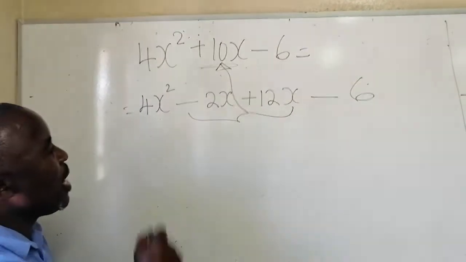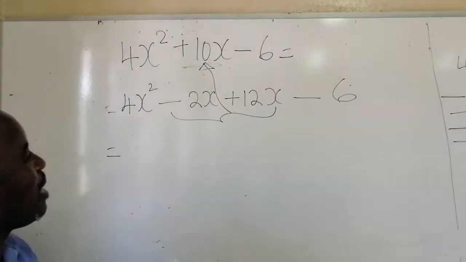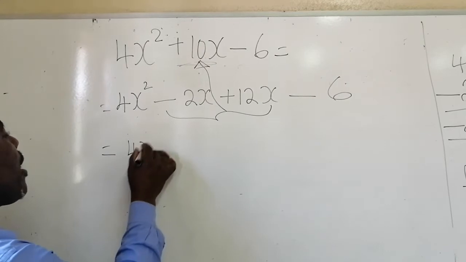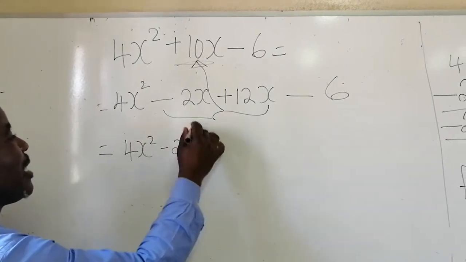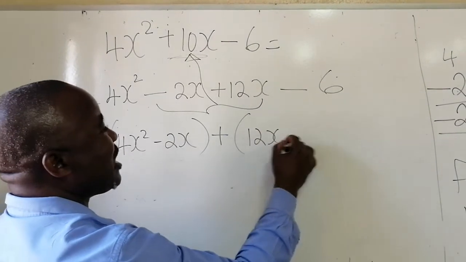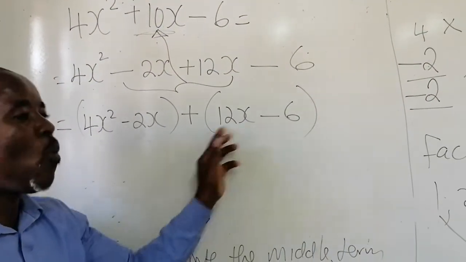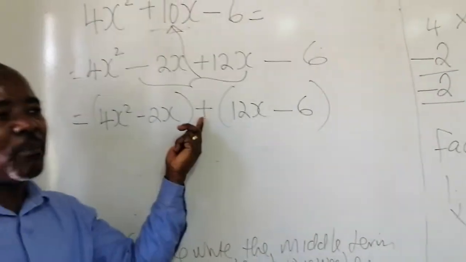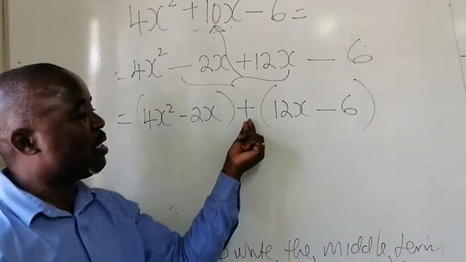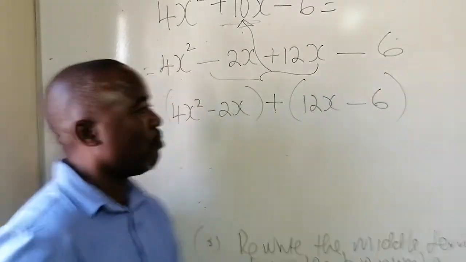So now we have this. The next step will be to group the terms in pairs. 4x squared minus 2x plus 12x minus 6. Here, I'm not changing signs. Why? Because this is a plus. I've pulled out a positive. If you pull out a positive, it will not affect the signs here.